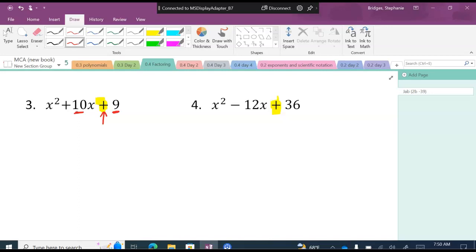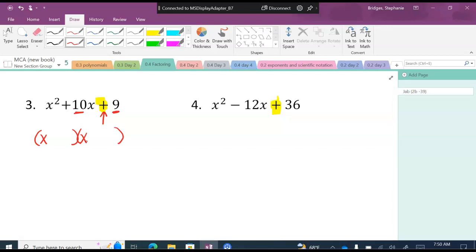So think about your factors of 9. 1 and 9, and then 3 and 3, right? Those are the only 2 pairs of factors. Which pair adds to give me 10? 9 and 1, okay? So what I'm going to do is I'm going to set up my 2 parentheses. I'm breaking down my x squared by putting an x in the front of both of those parentheses.